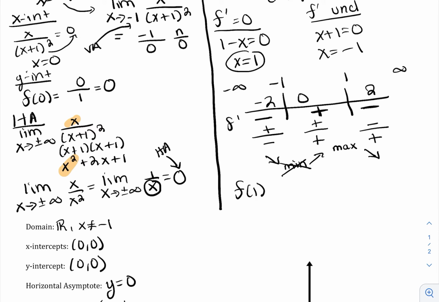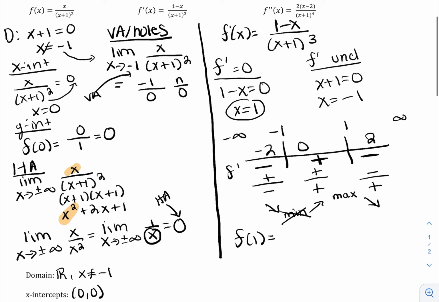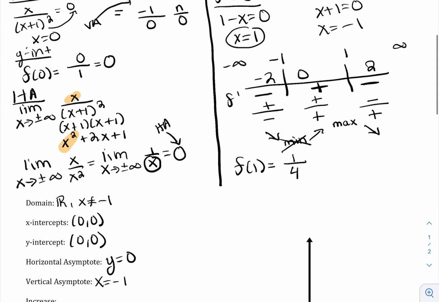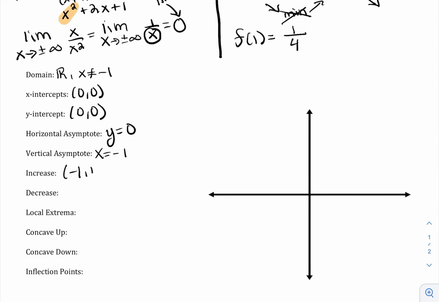So f of 1 is equal to, remember, I know I've said this multiple times, but it's one of the most common mistakes I see. Anytime you're finding y's, you always have to use the original function. That's where your y's come from. So when I plug in 1 into that, I get a 1 at the top. 1 plus 1 is 2. 2 squared is 4.